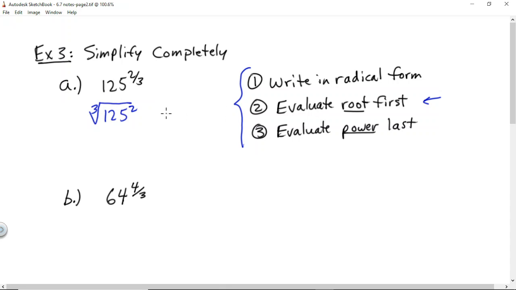That's what we should do, because if we do the power first, we're going to get a really big number, right? 125 squared would be a big number. Then we would have to take the third root of that, and that's too much work. You'll get the same answer, but that's not a wise way to do it. Do the root first. Since you get the same answer anyway, you might as well do the root on a smaller number, right? And then you evaluate the power. Okay, so let's do that.